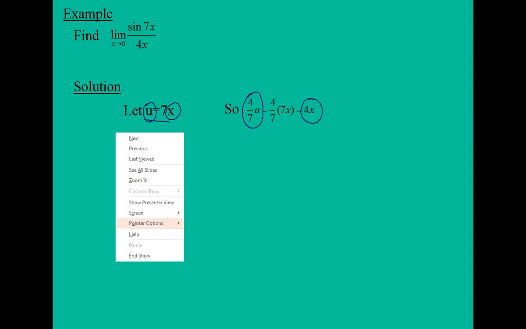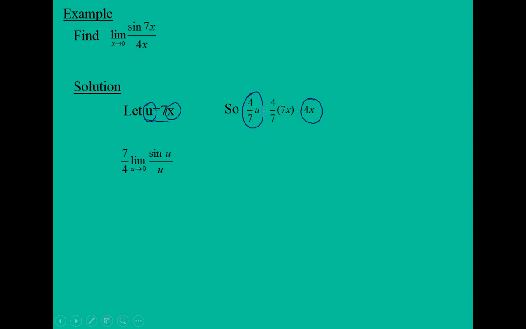Now, in terms of u, we can see the limit of the sine of u divided by u as u goes to 0. That equals 1. So we get 7/4 times 1 gives us 7/4.